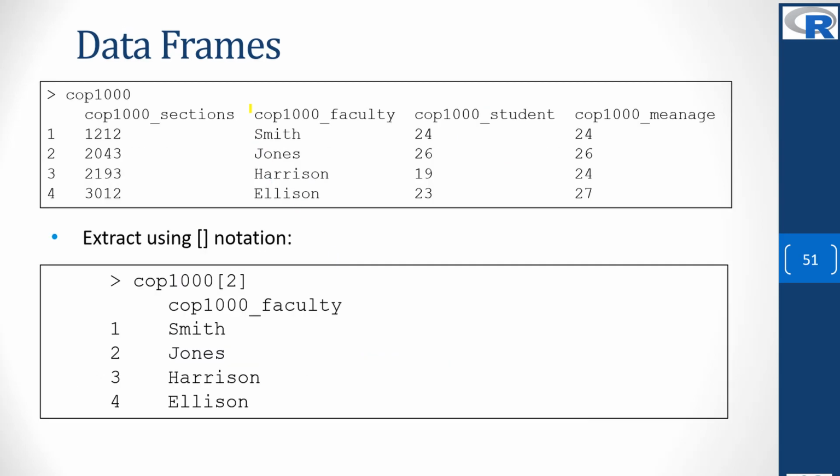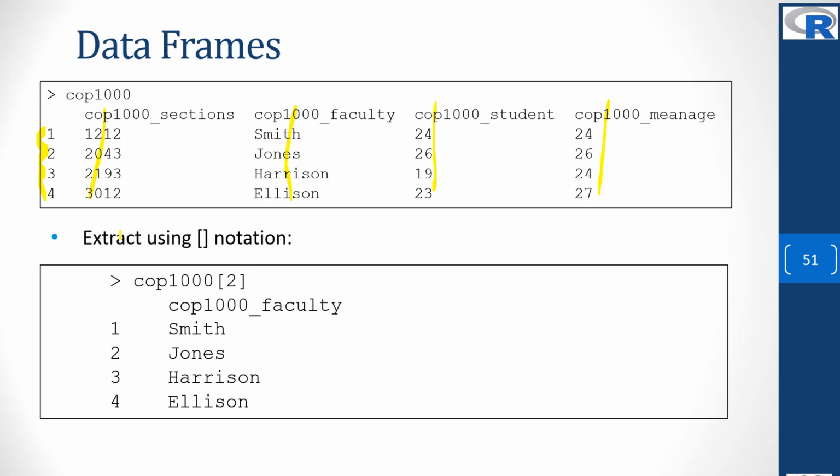That creates, in the order that we provide those vectors, these 4 columns: sections, faculty, students, and mean age, organized as a table of rows and columns. You notice it provides row numbers in front of each row when it displays them.